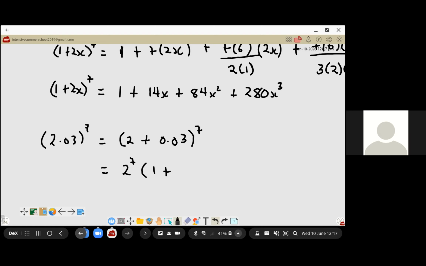How do you get 0.015? Good. Okay, so we divide the 0.03 by the 2 that we factorized out. So 0.015, raised to the power 7. Good. So now that we've done this, what do we do again?